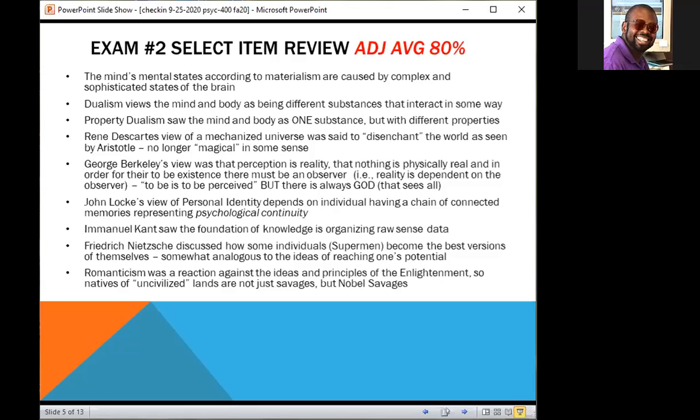And then one of the other items dealt with George Berkeley. His view was that perception is reality. And remember, he was an immaterialist, an idealist, and he believed that there was nothing physically real that existed. Nothing physically real. It's all about perception. And more importantly, in order for there to be some sort of existence, he believed that there needed to be an observer. So this was part of a reality that depended upon the observer being there. And that's what is meant by to be is to be perceived. And so one of the items in the test talked about what about God?